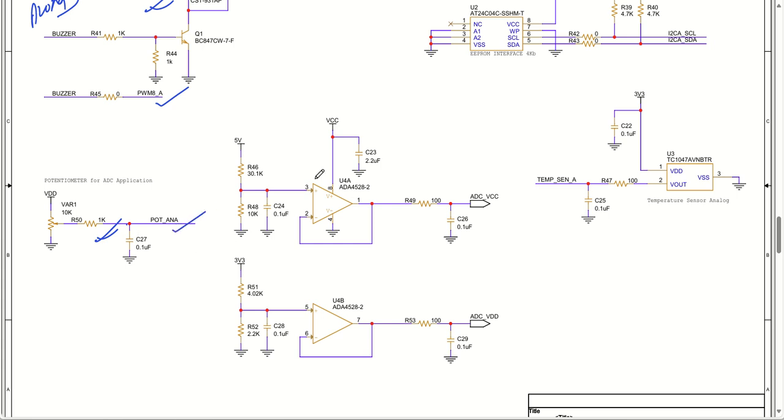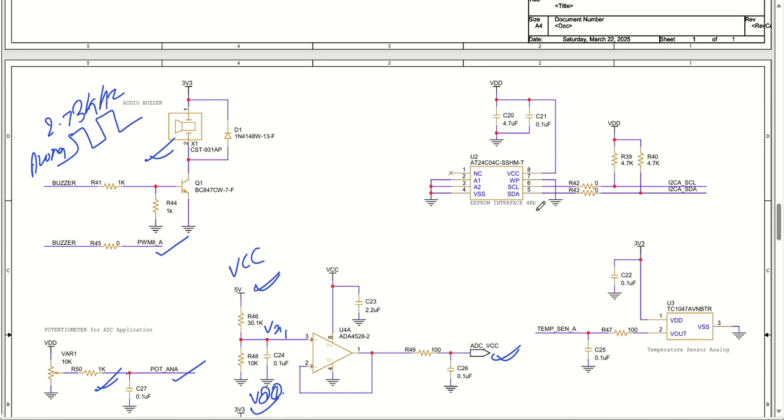Coming back to the voltage measurement, we have two voltage levels on the board: one is 5 volt, that is VCC, and the other is 3.3 volt, that is VDD. These two are voltage divided, and this voltage division, let us say Vx1, gets buffered, then filtered, and then sent to my microcontroller ADC pin. A similar operation is done for the 3.3 volt as well: it is buffered, filtered and then sent to my ADC pin.